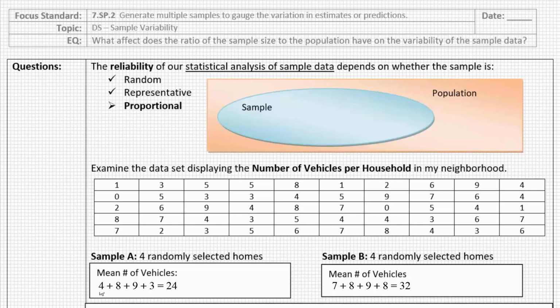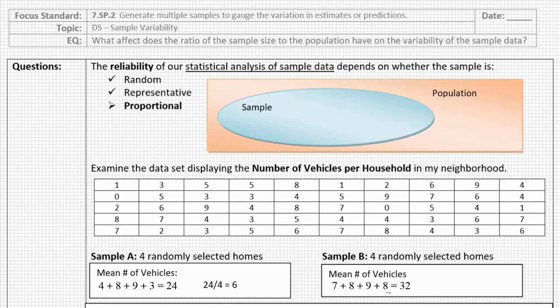I added up the numbers in my sample and found a total of 24. What do you think my second step was to find the mean? Yeah, that's right. I took the total, which was 24, and divided it by 4, because there are 4 data points in my sample. And what I came up with for the mean number of vehicles in my first sample was 6. So as I said, I've repeated this process with another random sample of 4 selected homes.